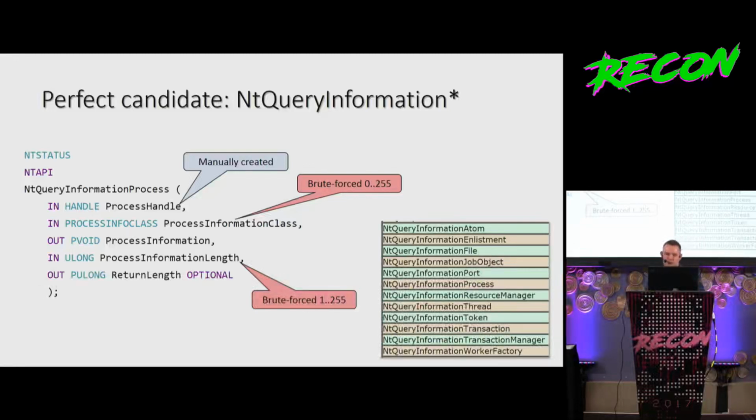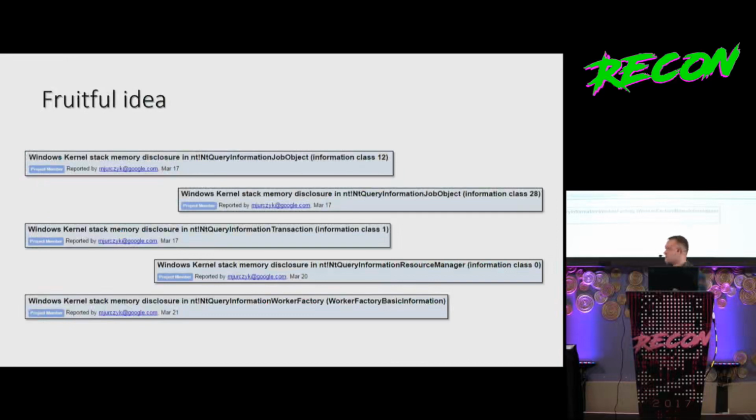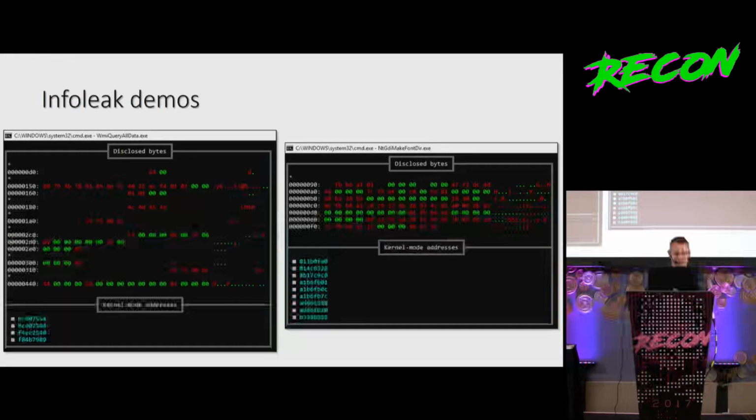And for every successful call, we can investigate the output buffer and see if there are any leaked bytes there. And this was a fruitful idea for me. So once I found the first bug found by Bochspwn in one of the anti-query information functions or system calls, after I did this testing, I found like 5 more bugs. So that was a good idea.